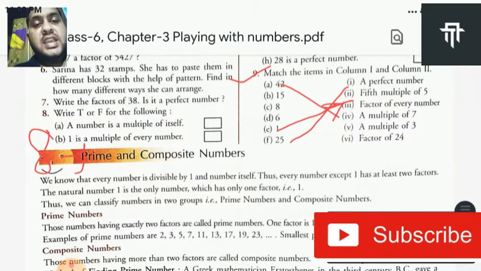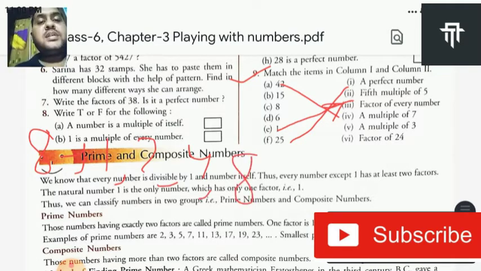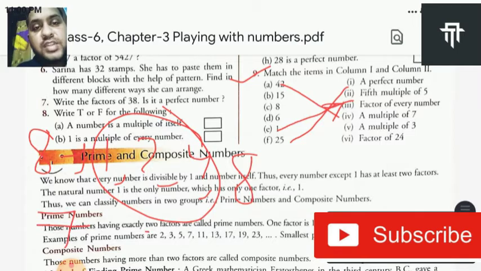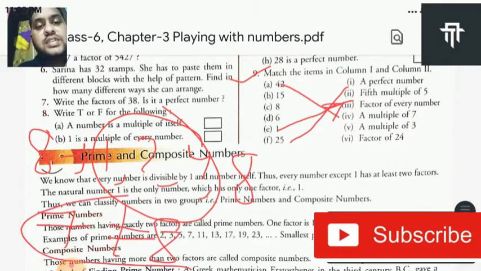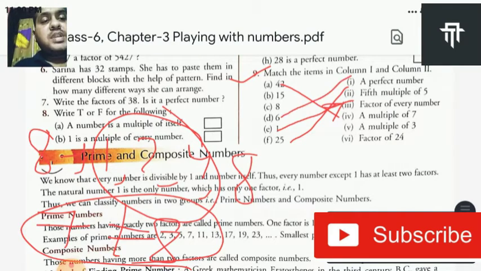If I am taking 8, then 1, 2, 4 and 8 are the factors. Now add them: 4 plus 2 plus 1 is 7, which is not equal to 8. So this is not a perfect number. It is clear that 8 is not a perfect number. So if 8 is not a perfect number, then the perfect number is 6.